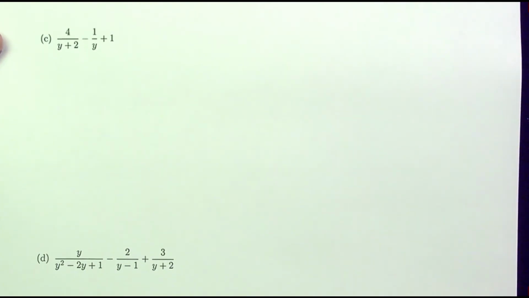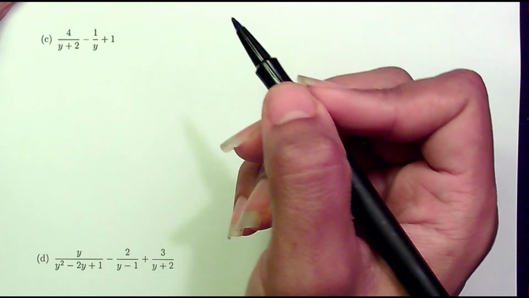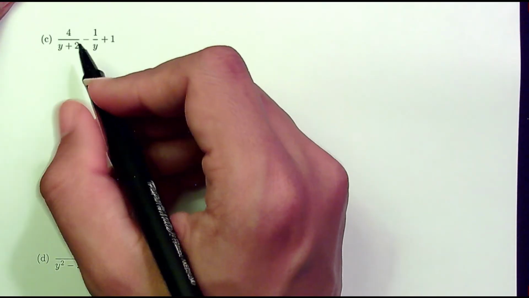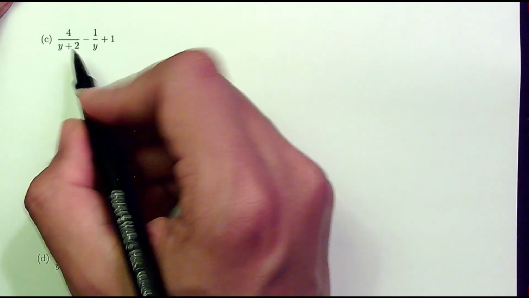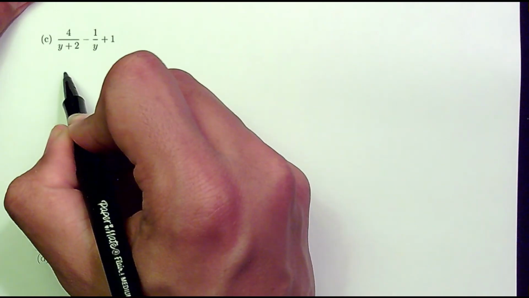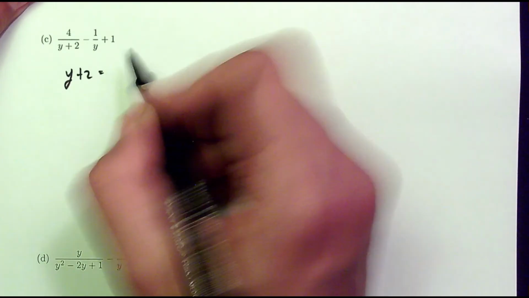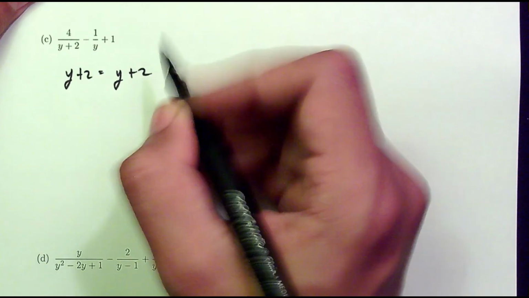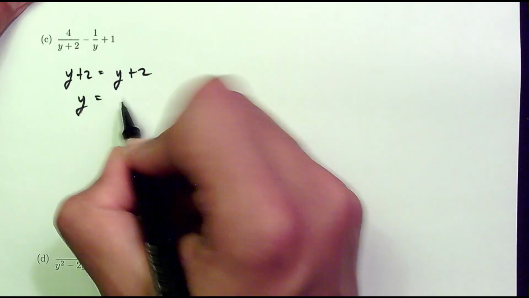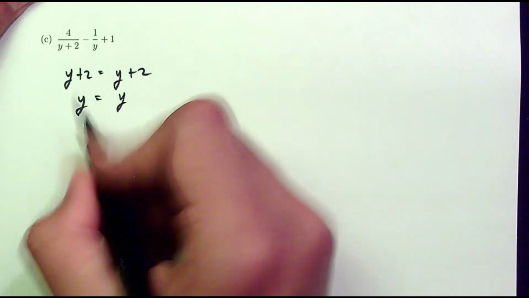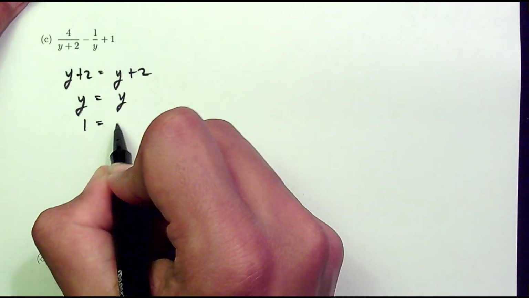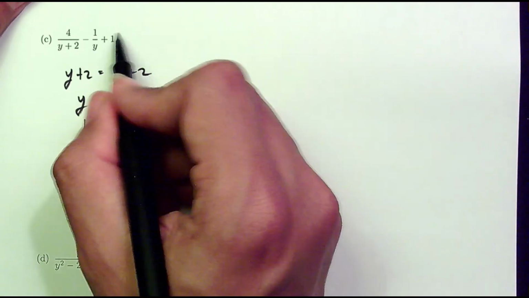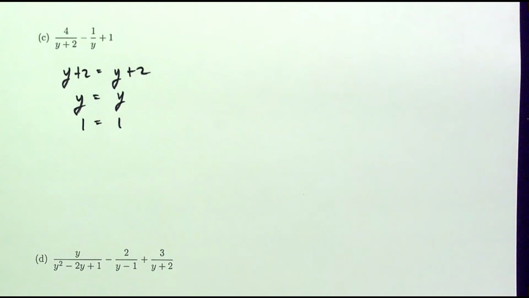Okay, so let's go over this. So what is the procedure? The procedure is factor each of the denominators. So the first denominator is y plus 2. You cannot really factor that. Next denominator is y. You cannot really factor that. And then the last denominator is 1, because this is like 1 over 1. You cannot really factor 1. So that's it.